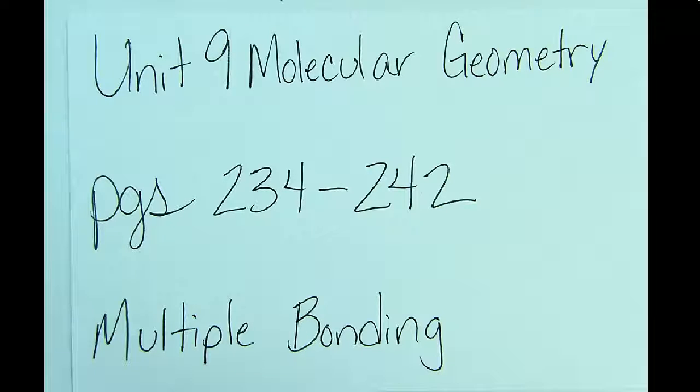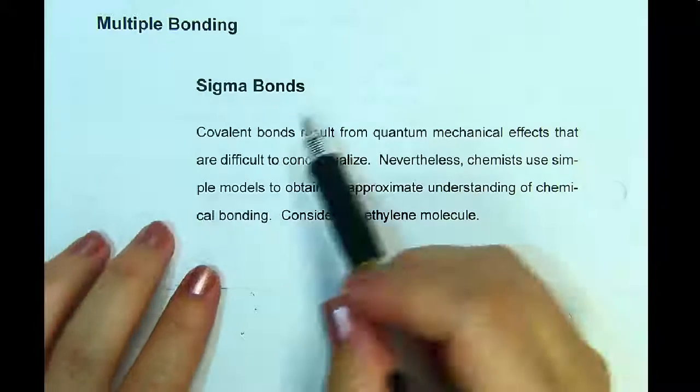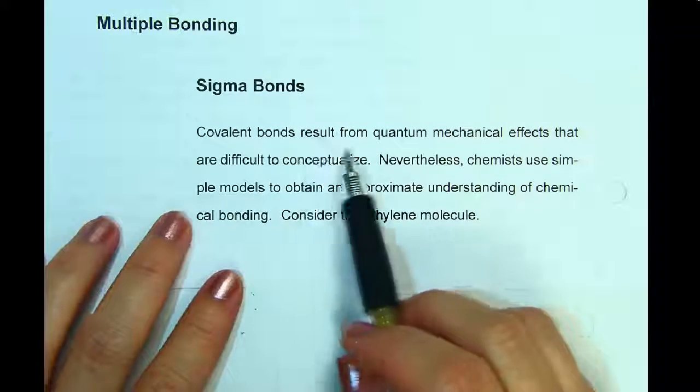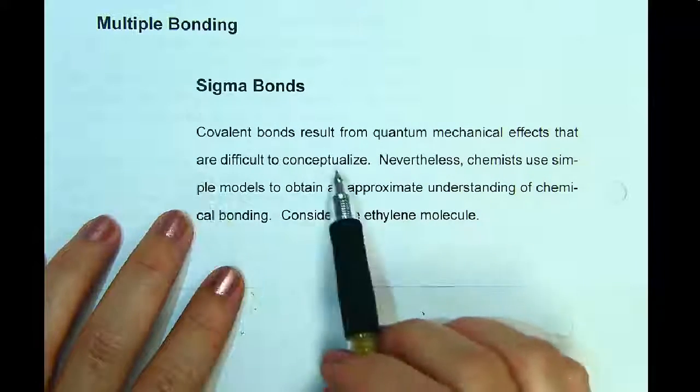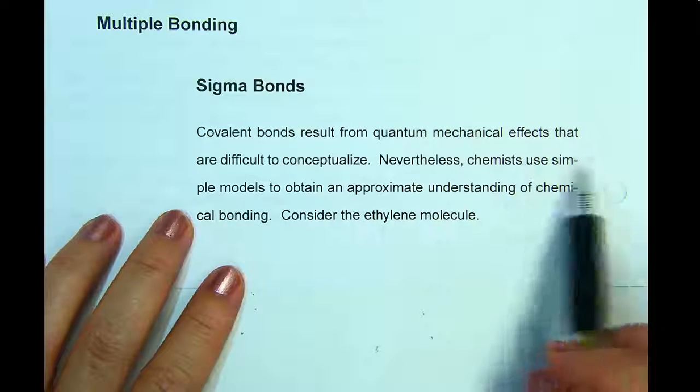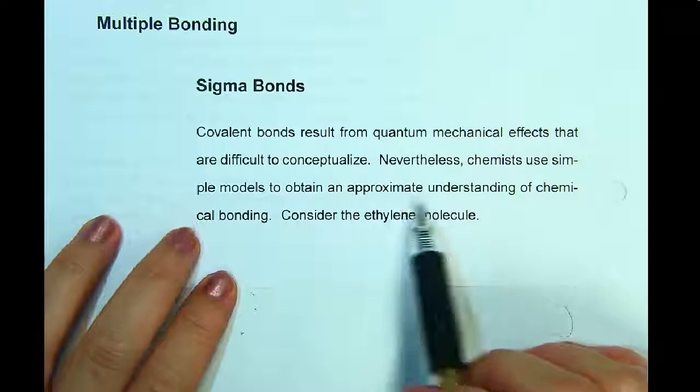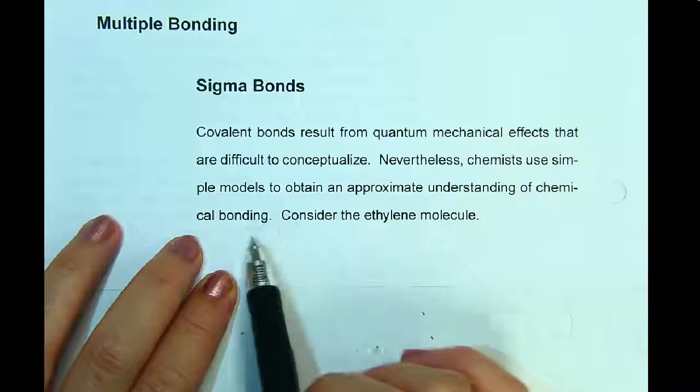Unit 9, Molecular Geometry, pages 234 to 242, Multiple Bonding. Sigma bonds, covalent bonds, result from quantum mechanical effects that are difficult to conceptualize. Nevertheless, chemists use simple models to obtain an approximate understanding of chemical bonding.